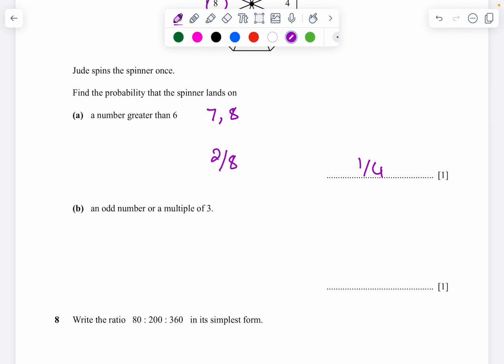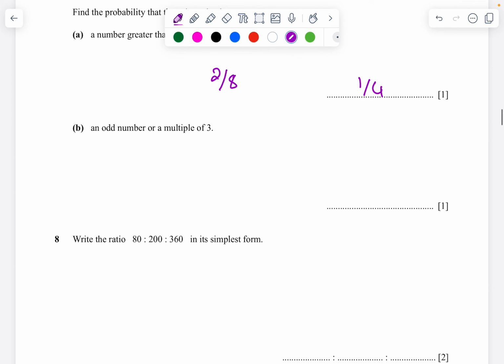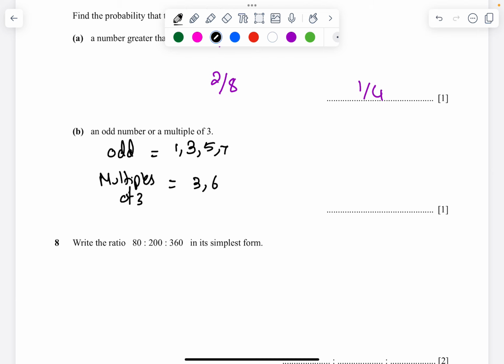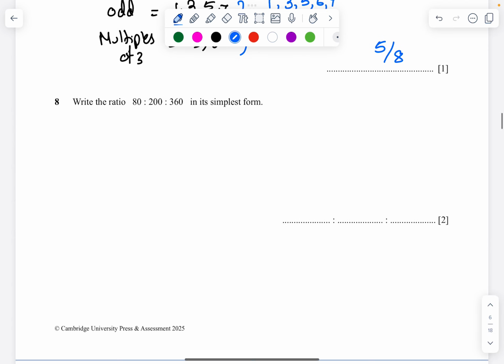An odd number or a multiple of 3. So first of all, what are the odd numbers? Odd numbers are 1, 3, 5, 7. And multiples of 3 are 3 and 6. Now we need the OR. OR means combine. So it's going to be 1, 3, 5, 6, 7. So how many such numbers are there? 5 numbers. Out of a total of how many numbers? 8. 5 upon 8.